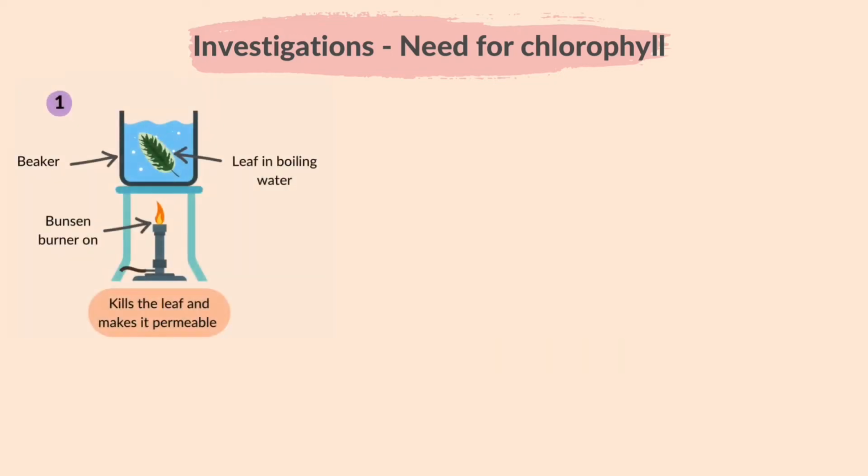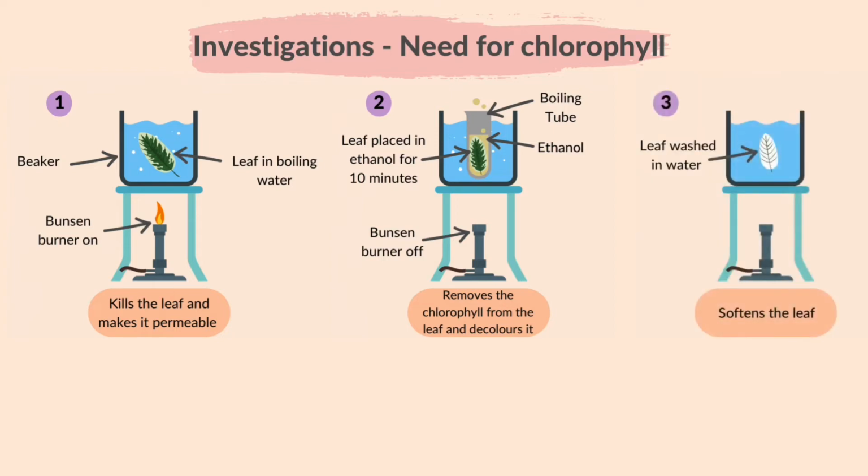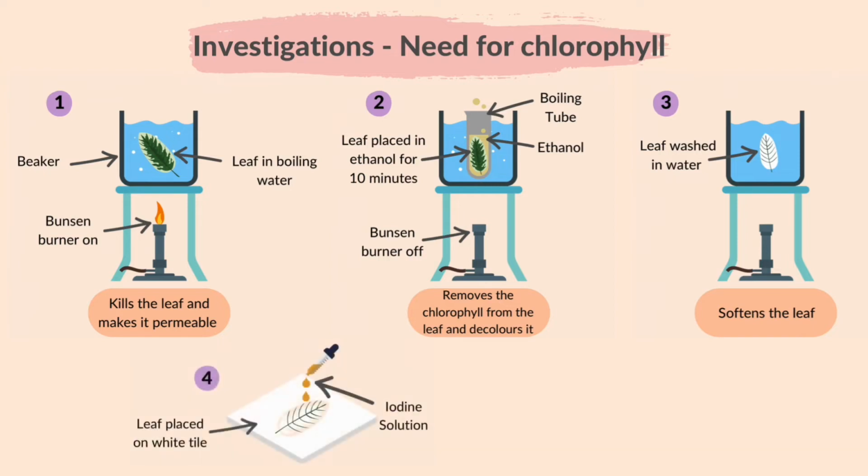First, the leaf is put in boiling water to kill the cells and break down the cell membranes. This makes it permeable. Next, the leaf is put for 5 to 10 minutes in hot ethanol in a boiling tube. This removes the chlorophyll, so color changes from iodine can be seen more clearly. Then, the leaf is dipped in boiling water to soften it. After that, the leaf is spread out on a white tile and iodine solution is added to it.